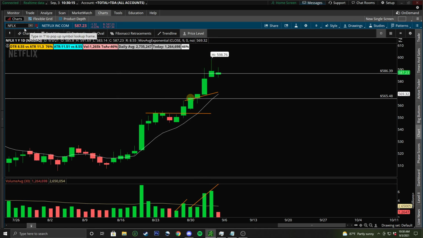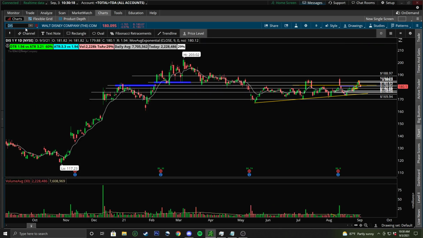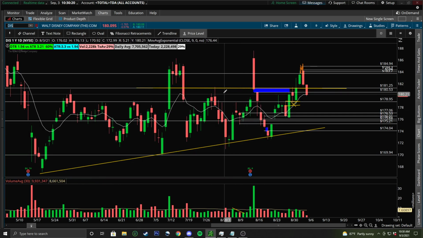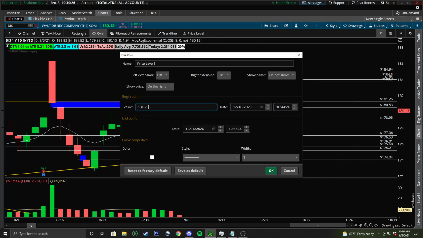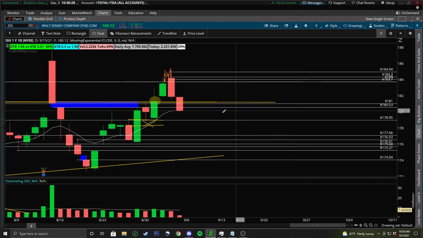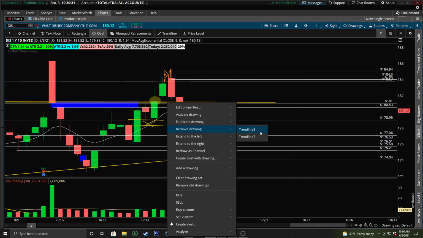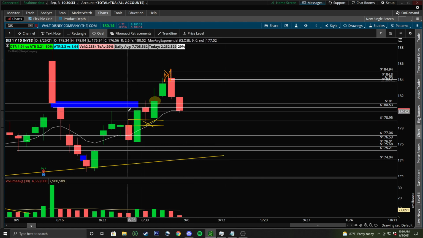Let's look at Disney. What was the reason that Jay liked Disney a whole lot? He was looking for that same type of close over the 181s. My level's off again. 181 was his level though. I'll remove that trend line. And you see I still have it all marked. But after the conviction, why we were looking at it, let's go over that.